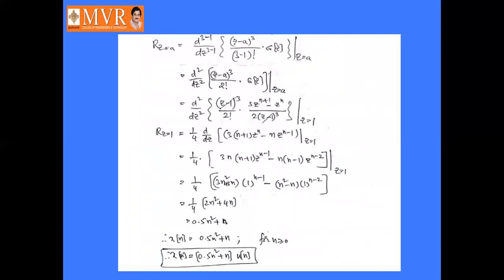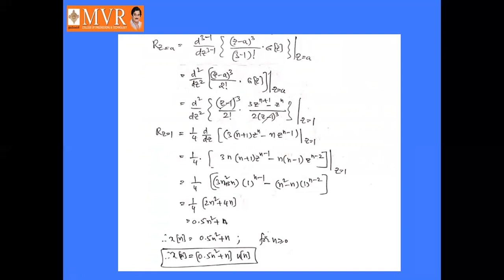So it becomes d square by dz square of (z minus a) whole cube by 2 factorial into g of z at z equal to a. So g of z is this one. The (z minus 1) whole cube and (z minus 1) whole cube get cancelled. So it becomes d square by dz square of 1 by 2 into 1 by 2 factorial, that is 1 by 4, into (3 z power n plus 1 minus z power n) at z equal to 1. So substitute the z value as 1.